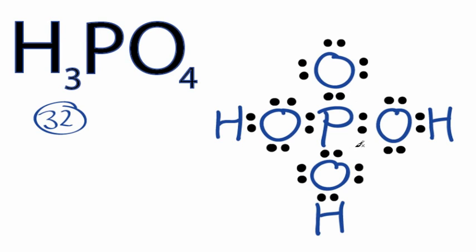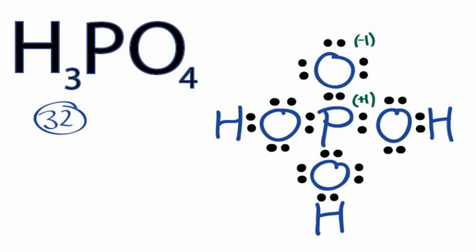Phosphorus here is below period 2 on the periodic table, that's row 2, and that means that it can have an expanded octet, more than 8 valence electrons. So let's take a look and see what our formal charges are for H3PO4. Phosphorus has a formal charge of +1, and this oxygen here has a formal charge of -1. All other atoms have a formal charge of 0.